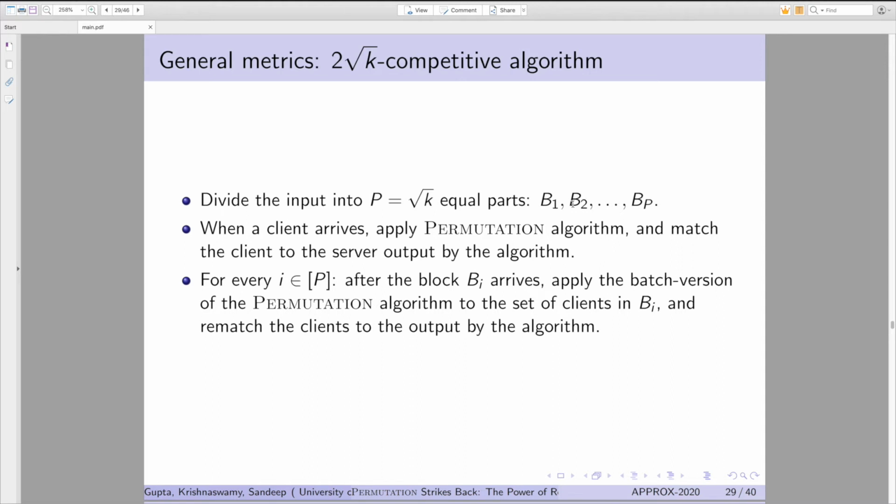Or in other words, after the whole block B2 has arrived, we think of the first block as a single batch where we have run the permutation algorithm, and the whole sequence of clients in B2 is a different block, and we ran permutation for that. And so we update all the matchings of the clients. We do the same thing till all the parts have arrived.